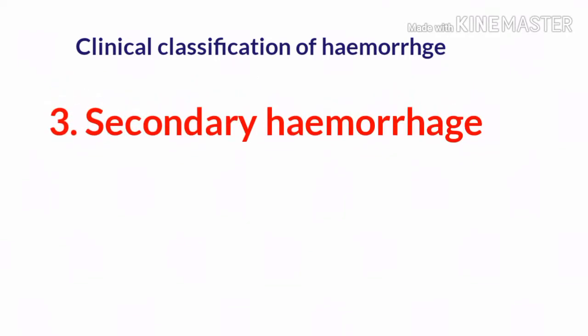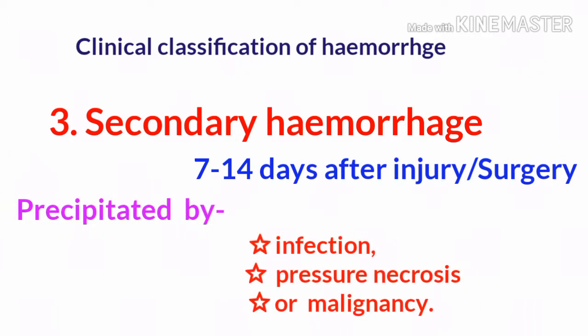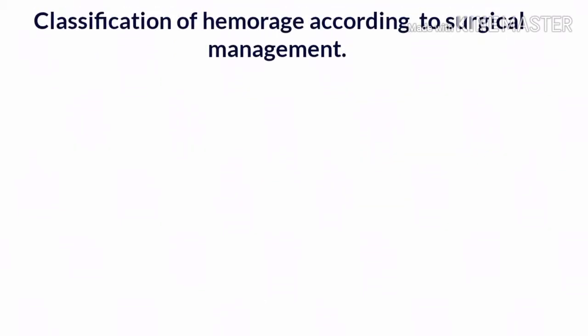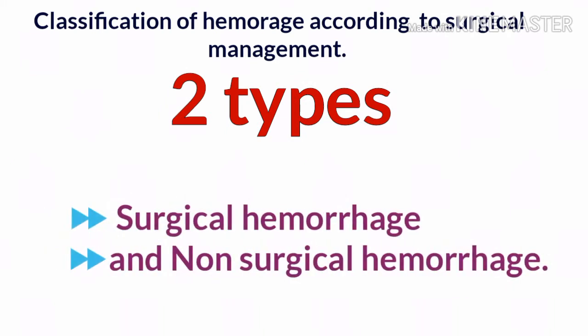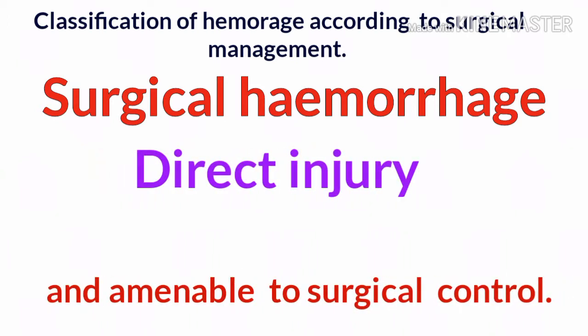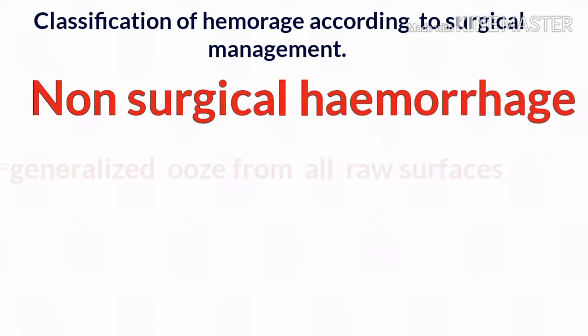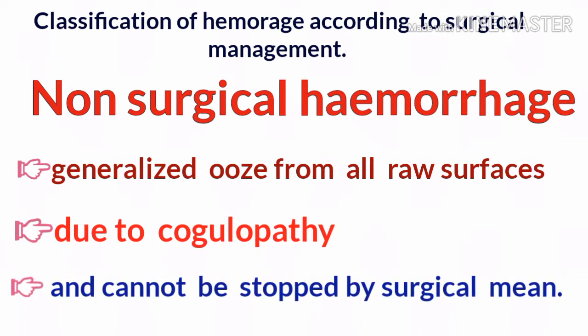Secondary hemorrhage occurs 7 to 14 days after injury. Secondary hemorrhage is precipitated by infection, pressure necrosis or malignancy. Classification of hemorrhage, according to surgical management. According to surgical management, hemorrhage is of two types: surgical hemorrhage and non-surgical hemorrhage. Surgical hemorrhage occurs due to direct injury and is amenable to surgical control. Non-surgical hemorrhage is generalized ooze from all raw surfaces due to coagulopathy and cannot be stopped by surgical means.